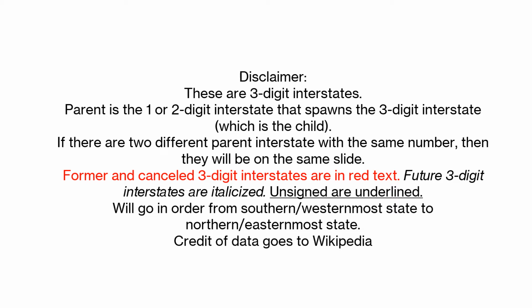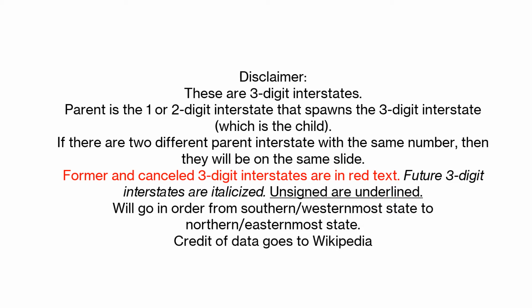Former and canceled three-digit interstates are in red text in the slideshow. Future three-digit interstates are italicized, and unsigned are underlined. Makes sense. All right, we will go in order from southern or westernmost state to northern or easternmost state. And once again, credit goes to Wikipedia for this information, though I knew some of this information going in.